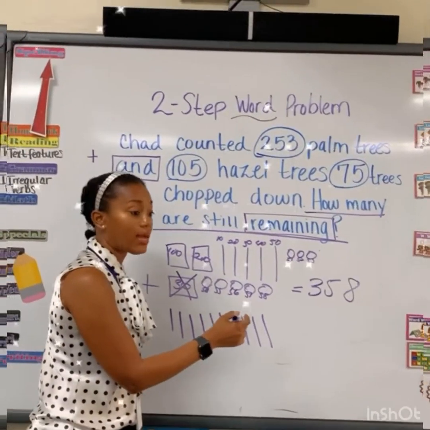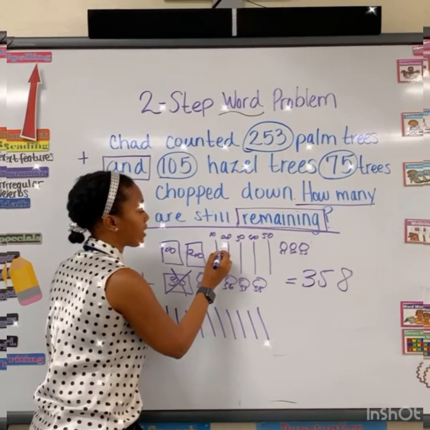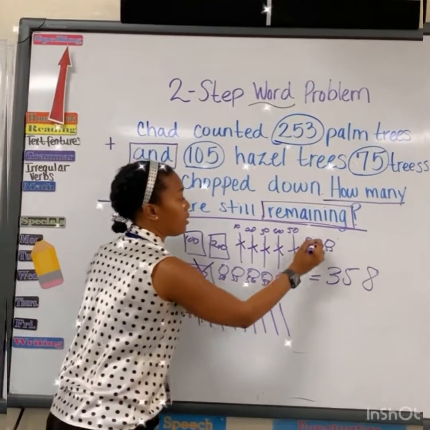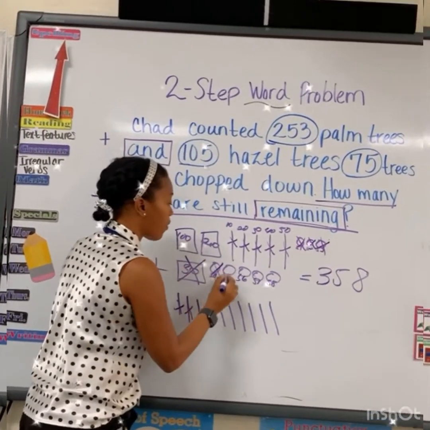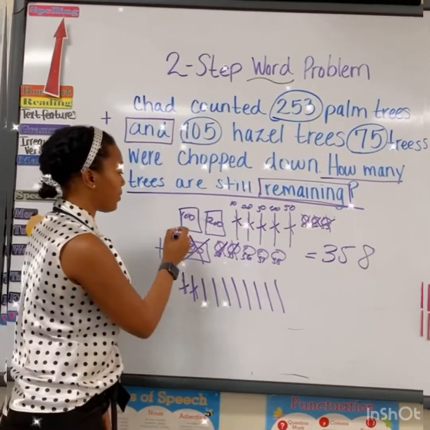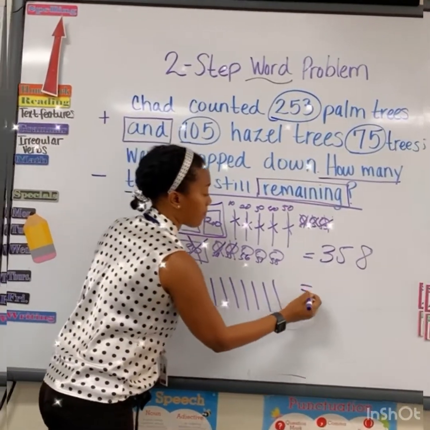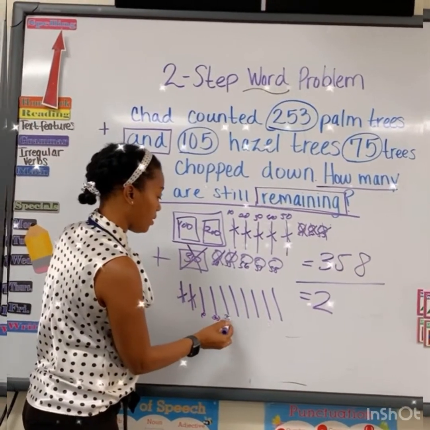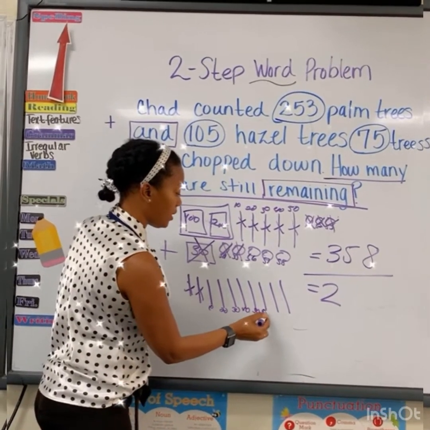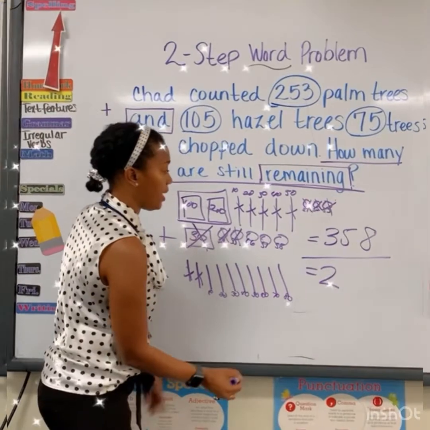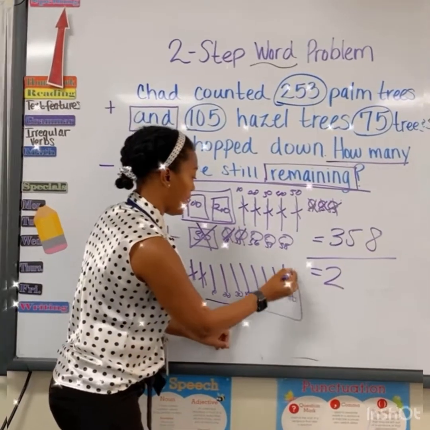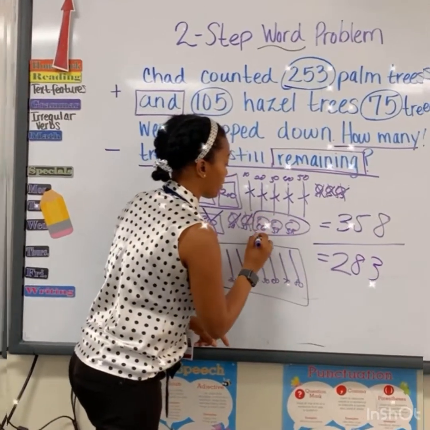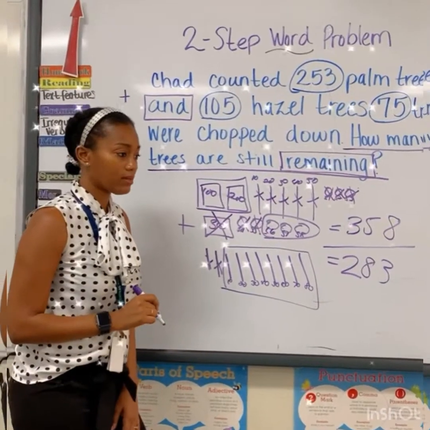Now I can go ahead and take away my 75. So cross out 10, 20, 30, 40, 50, 60, 70. 1, 2, 3, 4, 5. Now let's see what I'm left with. 200, 10, 20, 30, 40, 50, 60, 70, 80, and 1, 2, 3. 283, 3 ones I'm left with. Got it? Good.